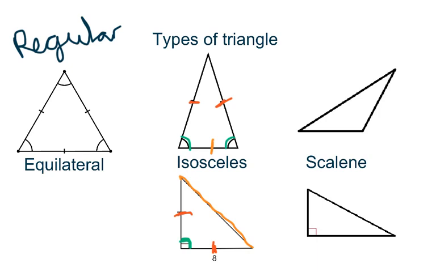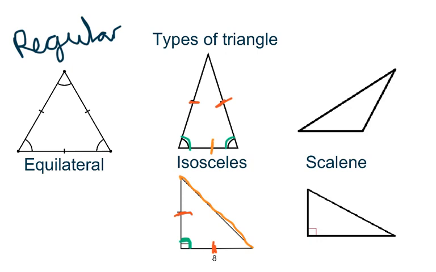And again, it can be orientated in different ways. You could have the right angle at the top like that, or you could have the right angle at a point like that. So as long as you've got 2 angles, 2 sides the same length and a right angle, it's a right-angled isosceles. Or you can just have a normal isosceles without a right angle.